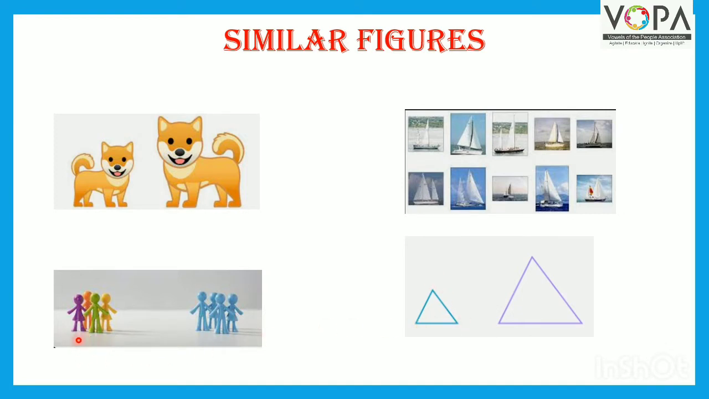Here the people and their images in the mirror are called similar, but here the size, or you can say the height, of these people and the height in the mirror is the same. So it is clear that if the animals or the objects look similar, their sizes may be the same or the sizes may be different. So this type of figures are called similar figures.